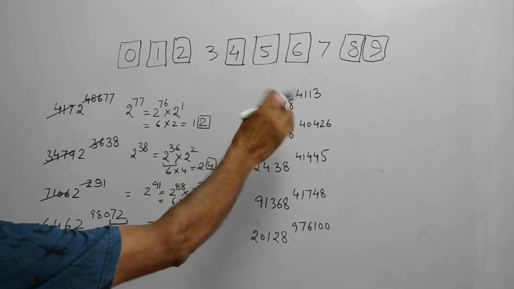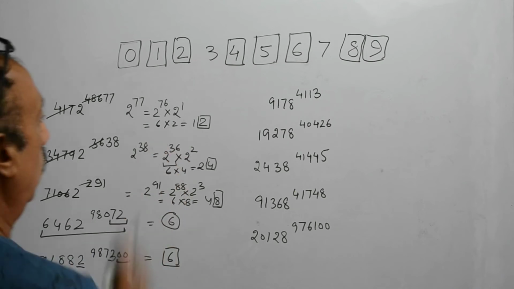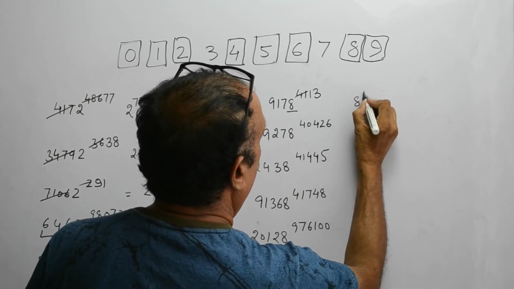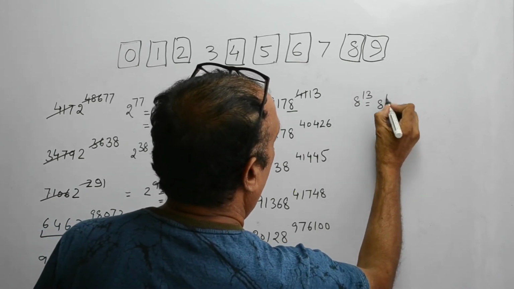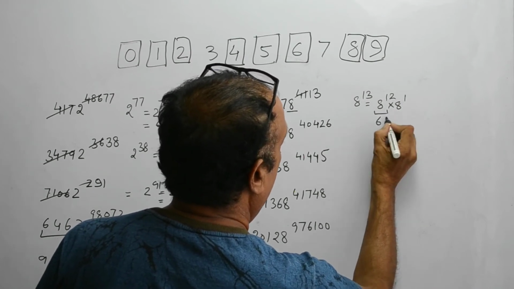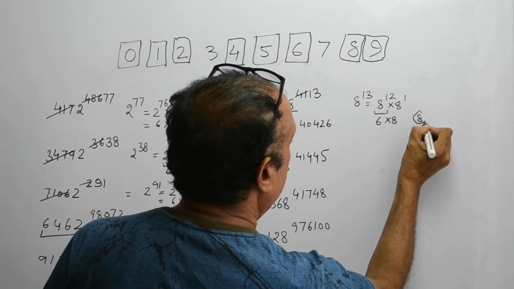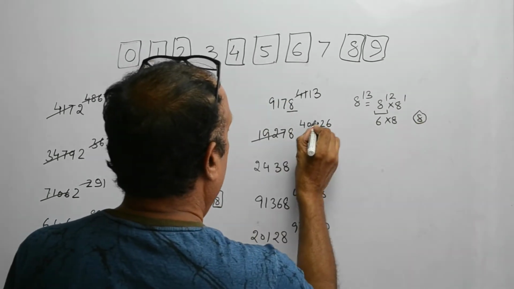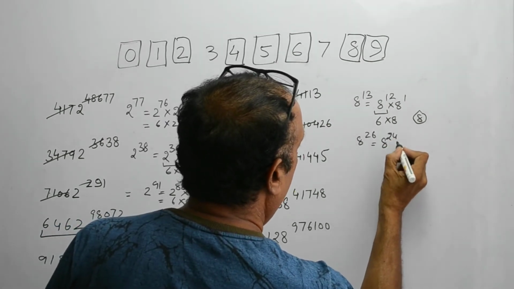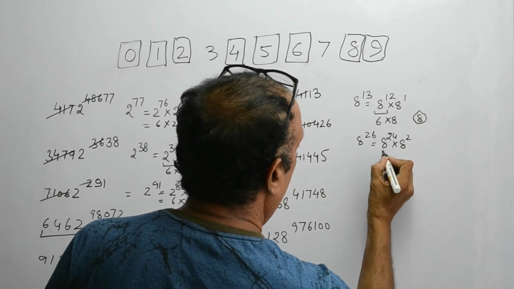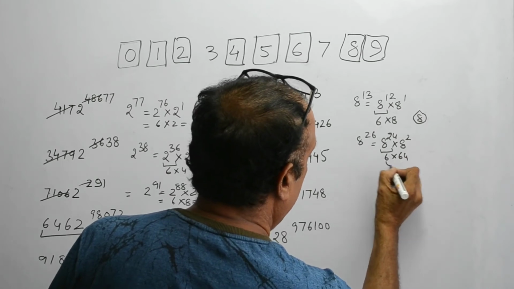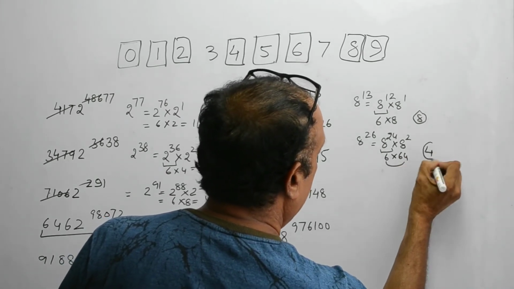This 8 is also very similar to the number 2. So 8 raised to power 13 is equal to 8 raised to power 12 into 8 raised to power 1. This is going to give us a 6 multiplied by 8, so 8 will be the last digit. 8 raised to power 26 is equal to 8 raised to power 24 multiplied by 8 raised to power 2. So 6 multiplied by 64, 6 multiplied by 4. 4 is the last digit.